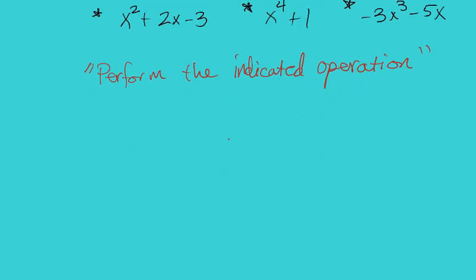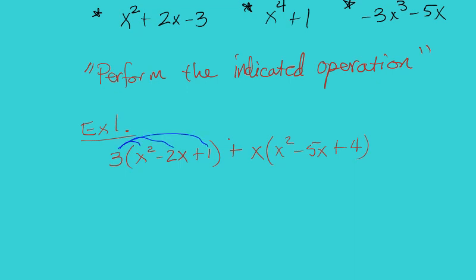So let's do adding a little bit and subtracting as well. Let's just say that in example 1, perform the indicated operation. Your first polynomial is 3 times the parentheses x squared minus 2x plus 1, right? And then plus x times x squared minus 5x plus 4. What I would encourage you to do is pay attention to the fact that you've got a 3, a coefficient in front. So in order to add these things together, we're going to have to multiply and distribute. We're going to distribute this 3 into everything and the x into these things. And notice that there's this plus sign in between, so we're just going to keep it as addition.